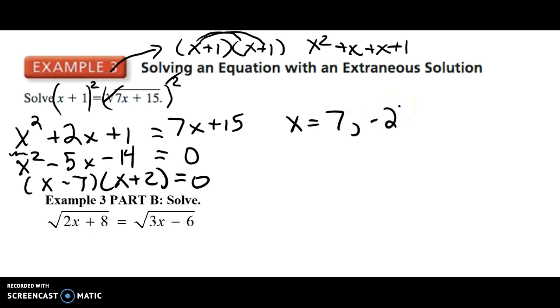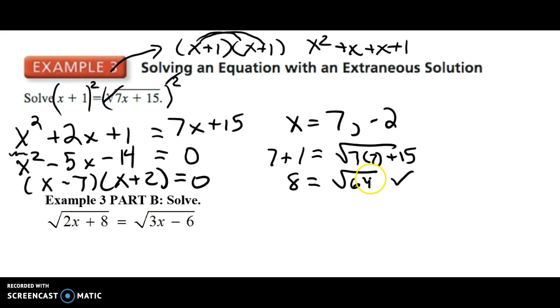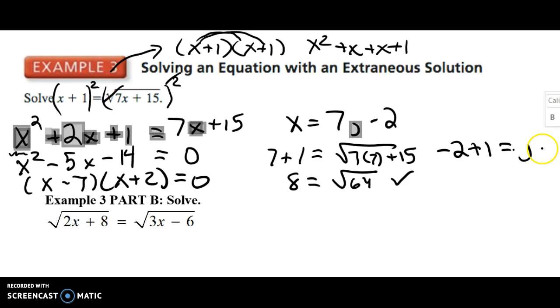We definitely need to start checking these. Again, you should always be checking them. Let's check 7. I'm going to plug 7 in to both sides where x is. And if you notice, on the left side I have 8, and over here 49 plus 15 will be 64, and the square root of 64 is 8. That's going to work. Now let's try plugging in negative 2. Negative 2 plus 1 equals radical. I'm actually going to stop here.